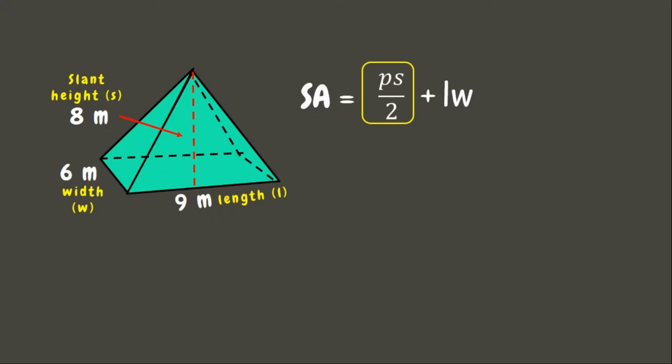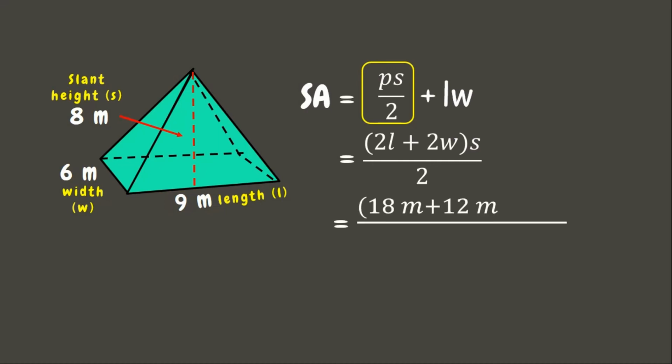First, let us get the perimeter of our base. To get the perimeter of a rectangle, we are going to use the formula 2 times the length plus 2 times the width. Here we have 9 meters as the length, so that will be 2 times 9 meters, which is 18 meters. And next we have for the width 6 meters, so that will be 2 times 6 meters, we have 12 meters. Times the slant height, which is 8 meters, divided by 2. Now 18 plus 12 is 30, times 8, which is 240, and divided by 2, and that is 120 square meters.